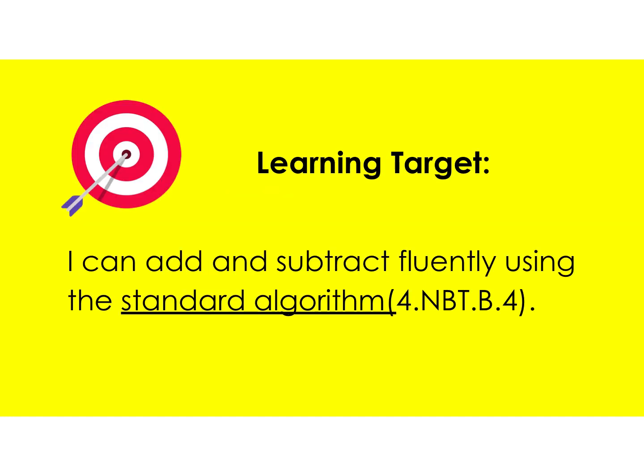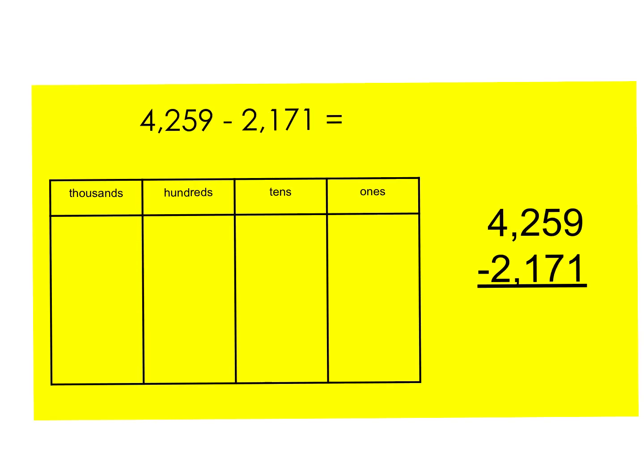Okay, today our learning target is I can add and subtract fluently using the standard algorithm. We did a problem like this in class today, but this is a bit smaller. We're going to take this number, 4,259, and put it on our place value chart. Then we're going to take away this other number, and I'm going to show you also how to do it with the standard algorithm right here. So let's first put 4,259 on the chart.